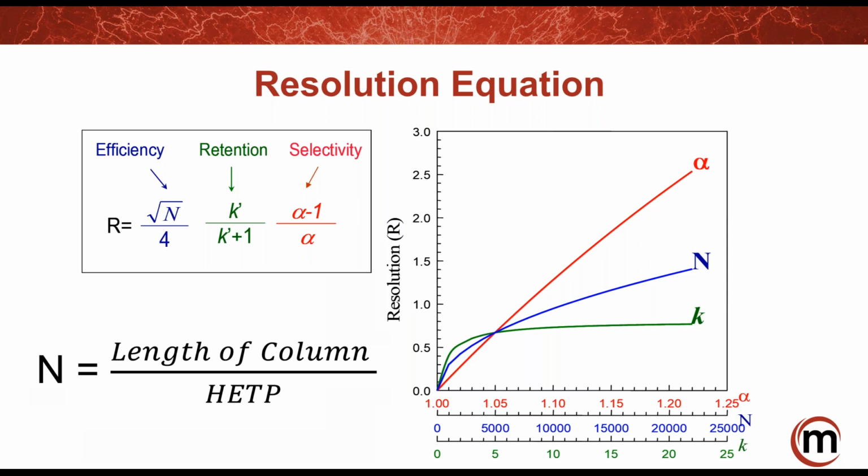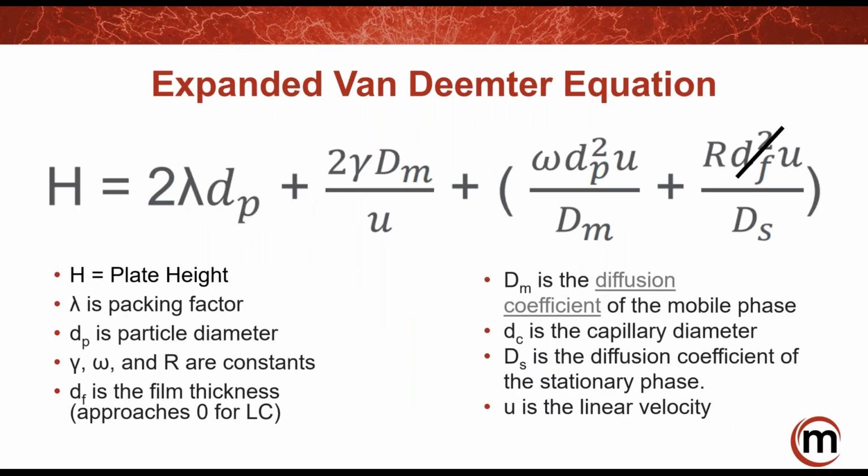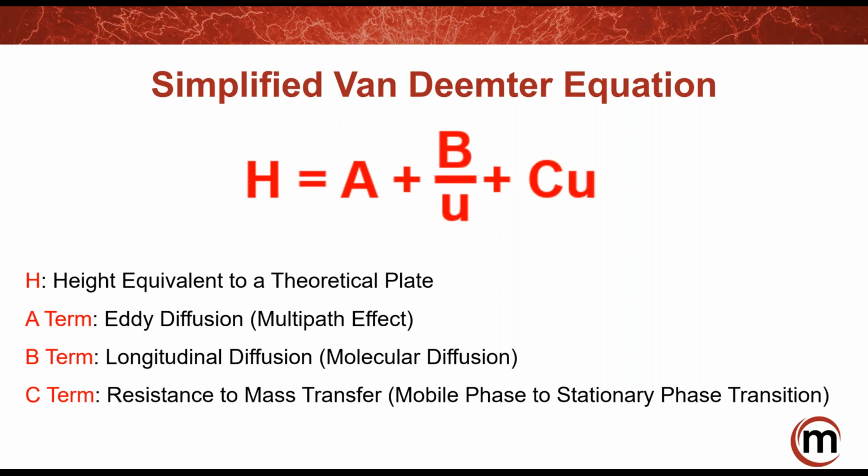It is the length of the column divided by the height equivalent to a theoretical plate. And you might say, okay, well, what is that? What's the height equivalent to a theoretical plate? So what we show here is the standard Van Deemter equation, where you have your H, which is your height equivalent to a theoretical plate, and then you have your A term, your B term, and your C term.